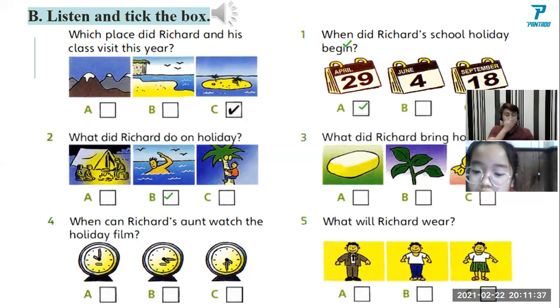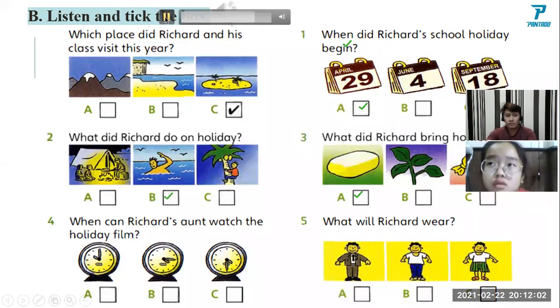4. When can Richard's aunt watch the holiday film? Our teacher made a film of the holiday. What a good idea. We're going to watch it at 10 o'clock tomorrow, and other people in the family can watch it after school at 4:15. I think it's about 30 minutes. Sorry, Andy, what did you say?